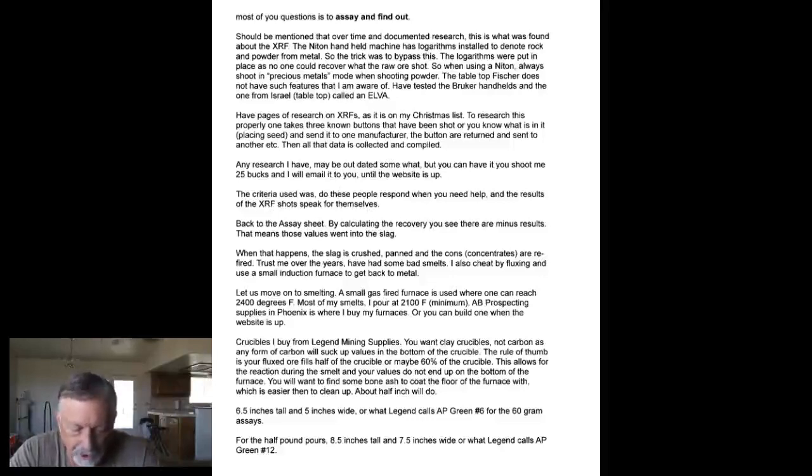You will want to find some bone ash to coat the floor of the furnace with, which is easier to clean up when you do have one that overflows. About half an inch will do.